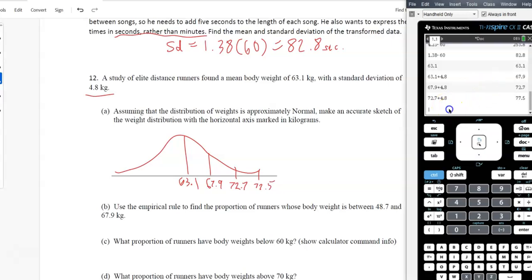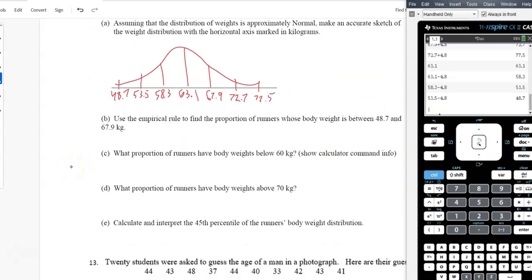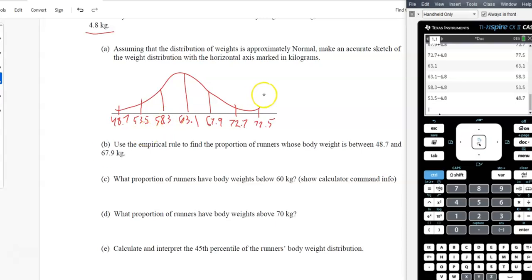And then when you do it the other way, so you type in 63.1, press enter, subtract 4.8, and you get 58.3, 53.5, 48.7. Use the empirical rule to find the proportion of runners whose weight is between 48.7 and 67.9.